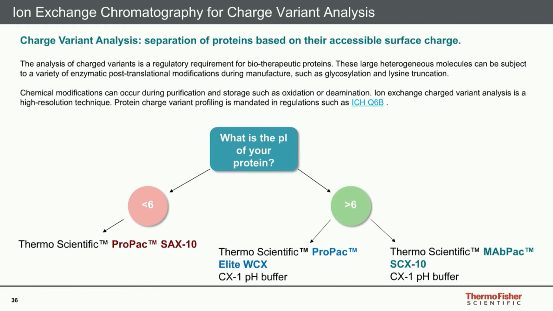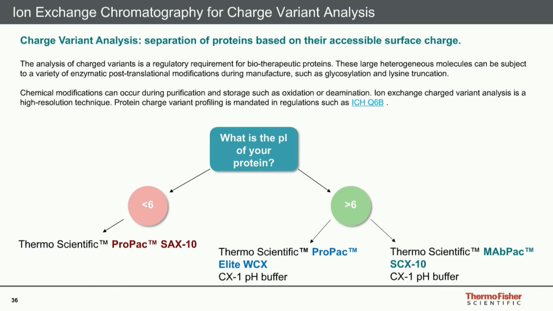So if the PI is below 6, then we have the ProPack SAX, the strong anion exchange columns available. If the PI of the protein is around 6 or maybe a little bit lower, then the ProPack Elite weak cation exchange columns would be suitable. And then for antibodies, which, as I said, have in most cases a PI above 6, the MAPAC SCX10, the strong cation exchange columns, will be suitable. And that's actually the column that we have used in the experiments that I show you data on today.